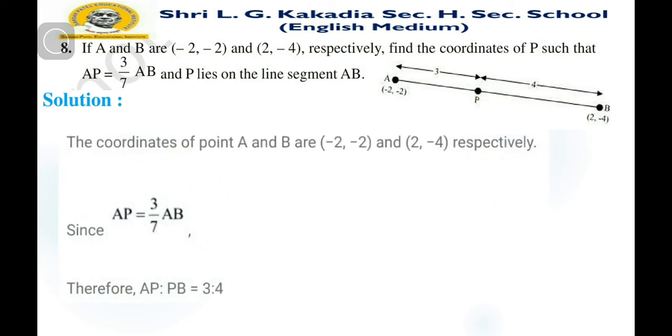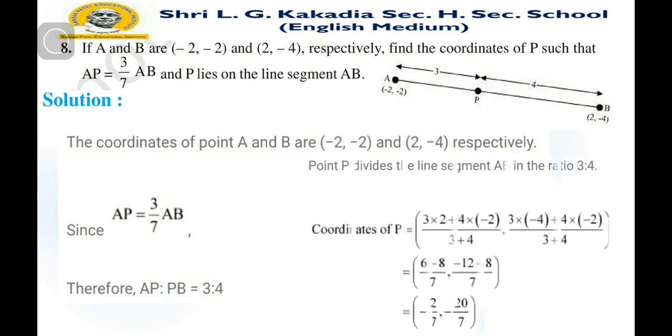The coordinates of points A and B are (-2, -2) and (2, -4) respectively. Since AP is 3/7 of AB, the ratio AP to PB is equal to 3 is to 4. So easily we can find that point P divides the line segment AB in the ratio 3 is to 4.